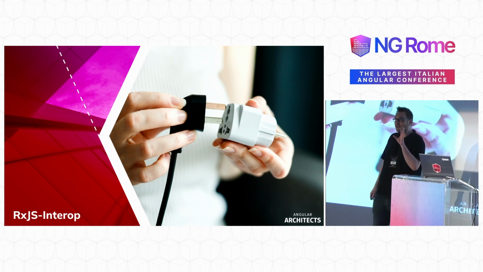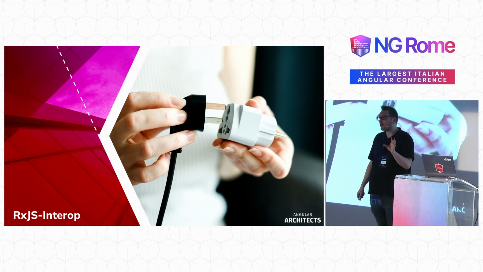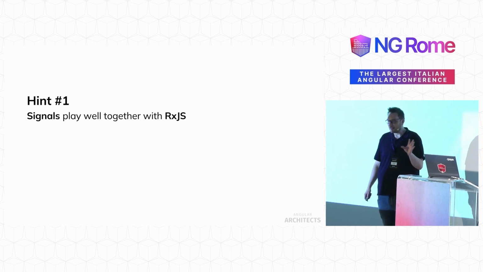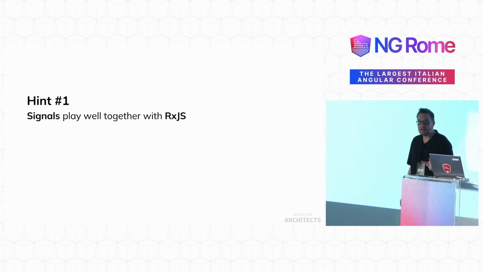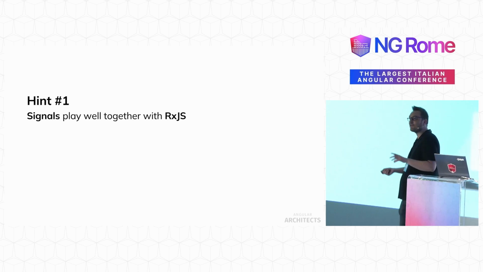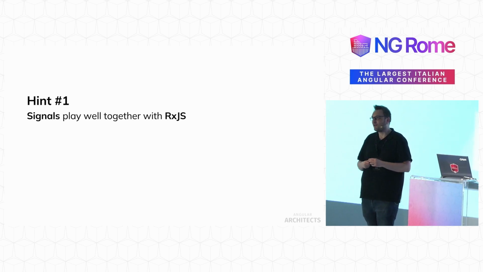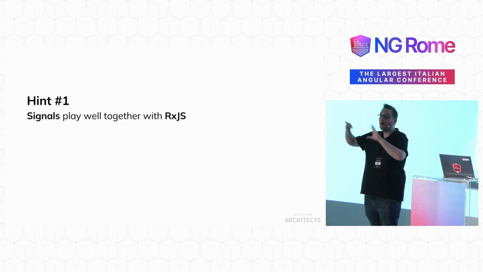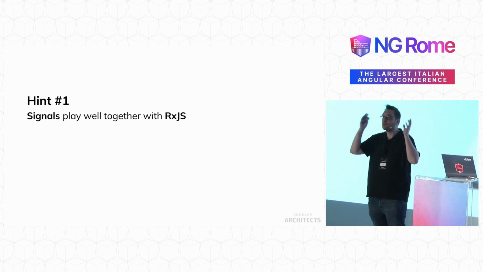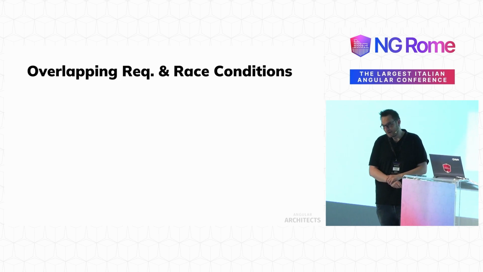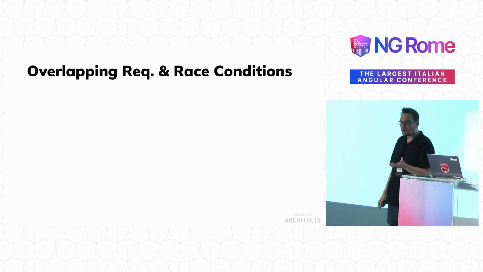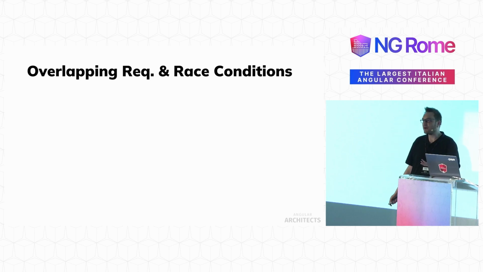Talking about this, let's also talk slightly about the RxJS interop. And here I start with my next hint. Signals play well together with RxJS. There is this interop, and so we can have the best of both worlds. For instance, all those powerful operators like debounceTime or switchMap, stuff you don't want to do by hand. Plus, RxJS can take care of overlapping requests and race conditions.